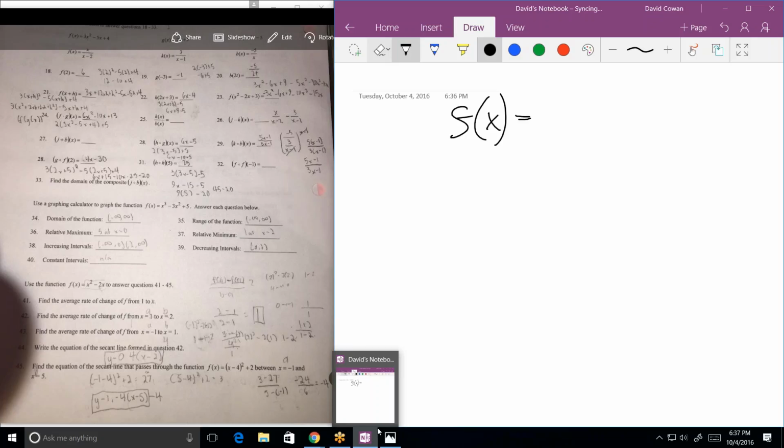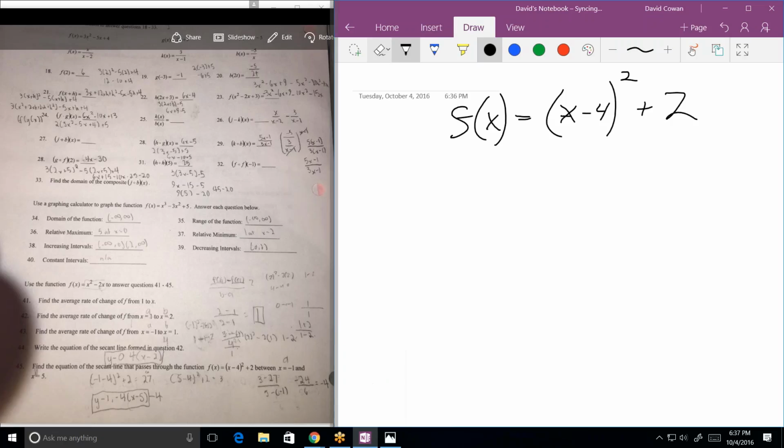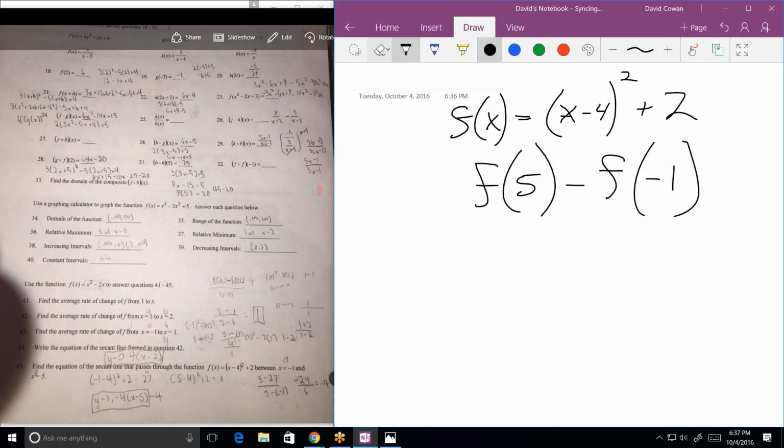We just did a bunch of problems where they were asking for the average rate of change. That means slope. So between -1 and 5, what's my slope? Slope is f of 5 minus f of -1, that's the rise.